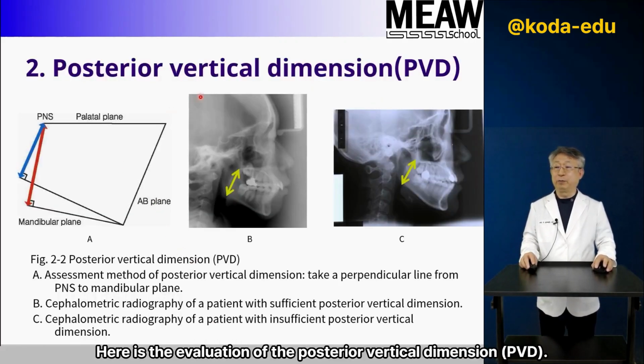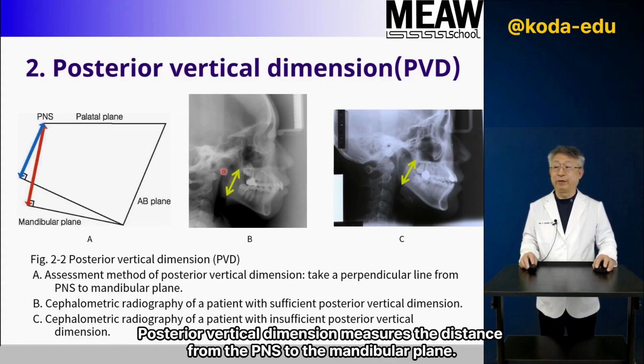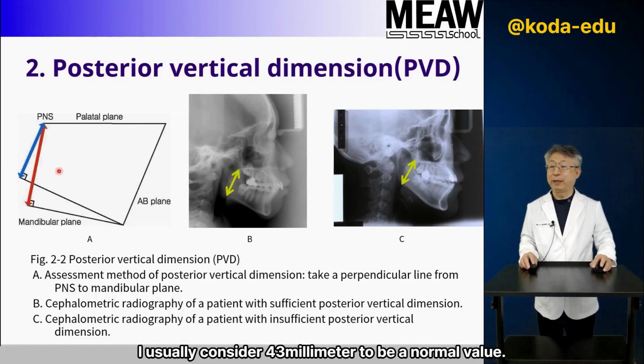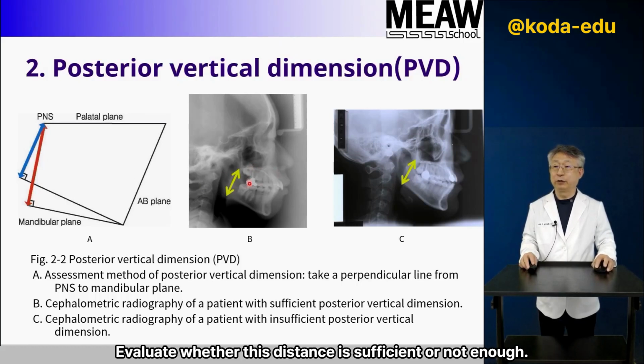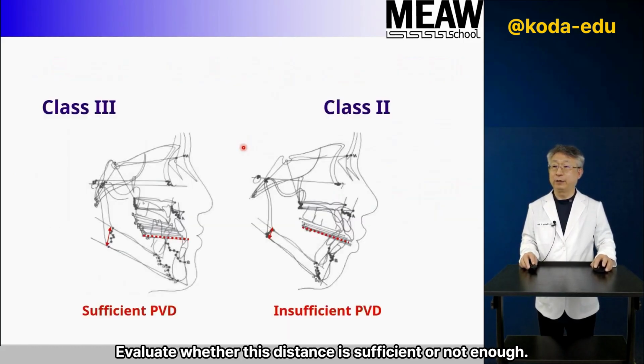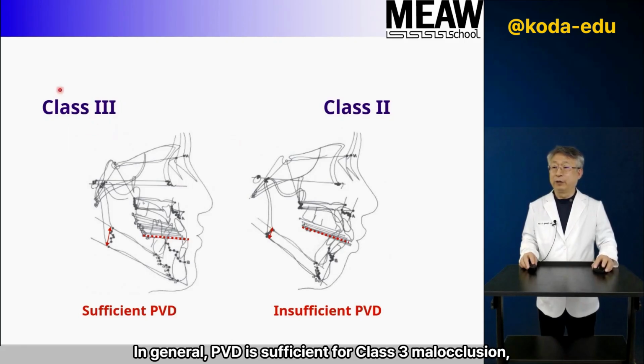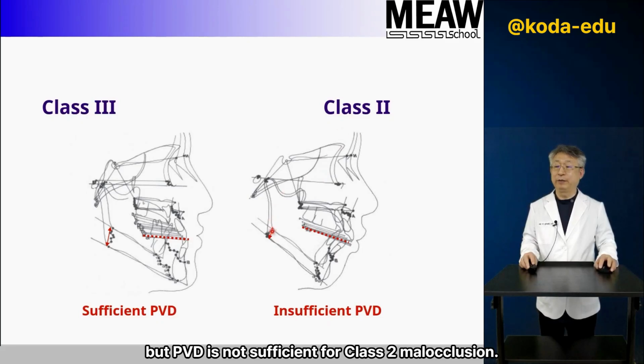Here is the evaluation of the posterior vertical dimension, PVD. Posterior vertical dimension measures the distance from the PNS to the mandibular plane. I usually consider 43 mm to be a normal value. Evaluate whether this distance is sufficient or not enough. In general, PVD is sufficient for Class 3 malocclusion. But PVD is not sufficient for Class 2 malocclusion.